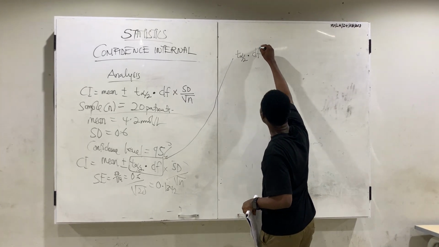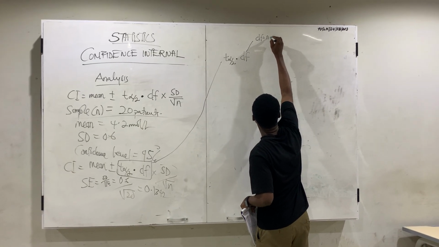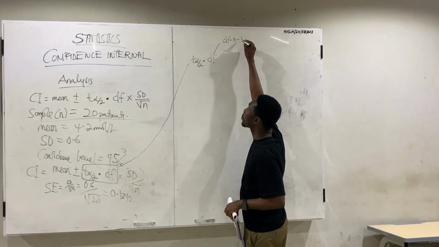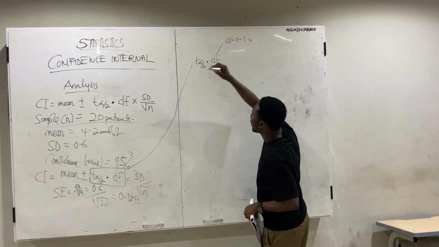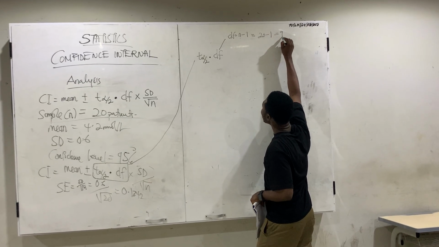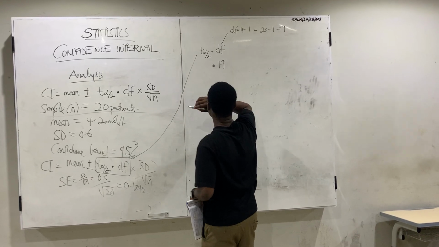Now this df is equal to n minus 1. In confidence interval calculation, this df is n minus 1. So the n is 20, minus 1 is 19. So what it means is we are going to get 19 over here.